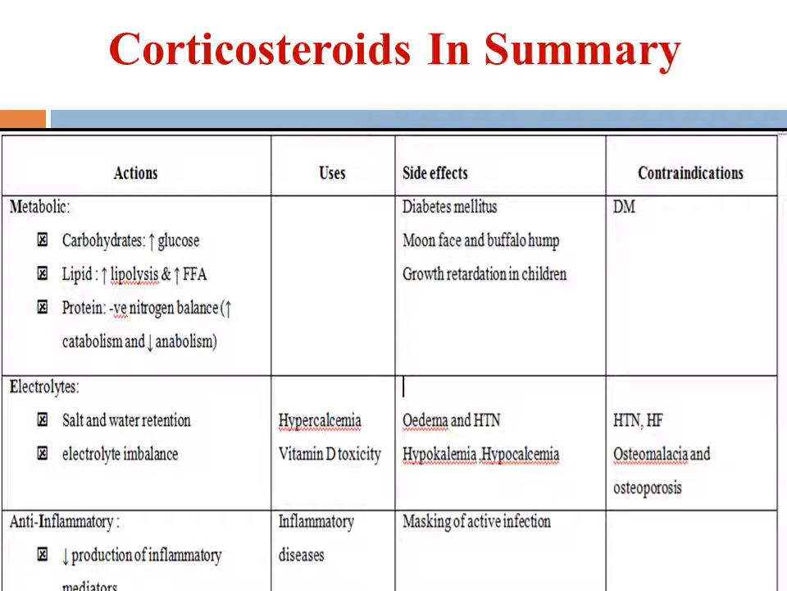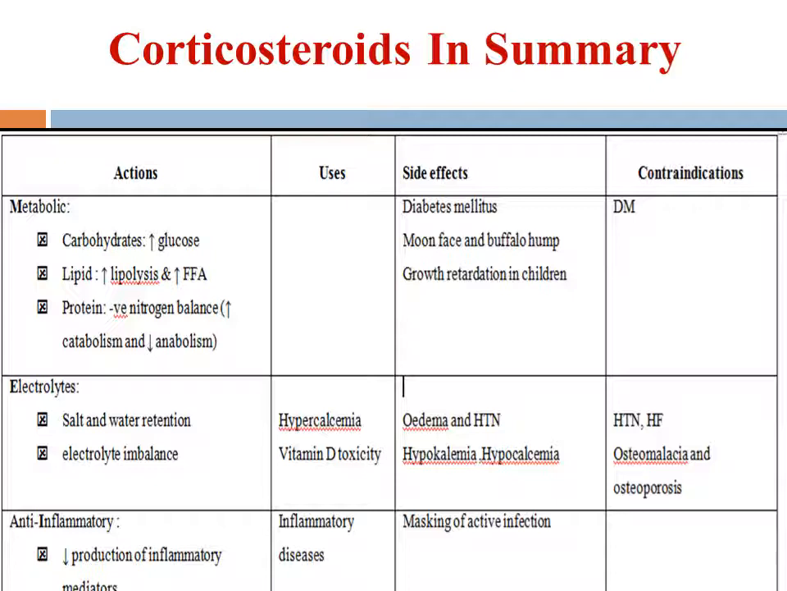Corticosteroids on metabolism increase glycogenolysis and blood glucose, increase lipolysis and free fatty acids, and have a negative nitrogen balance. So it's complicated by increased blood glucose, moon face and buffalo hump, and growth retardation. So it's contraindicated in diabetic patients. And on electrolytes, there is salt and water retention. This leads to edema, hypertension, hypokalemia, and hypocalcemia. So it's contraindicated in hypertension, heart failure, osteomalacia, and osteoporosis.